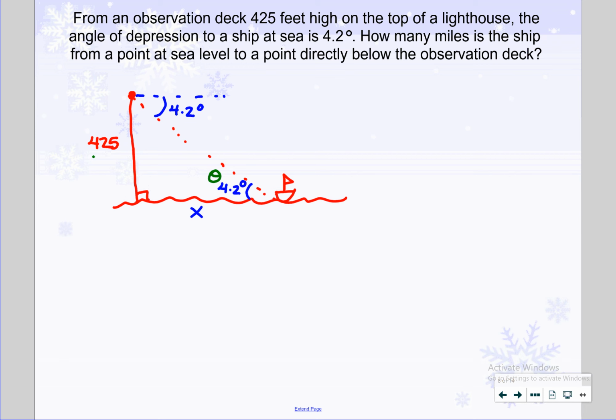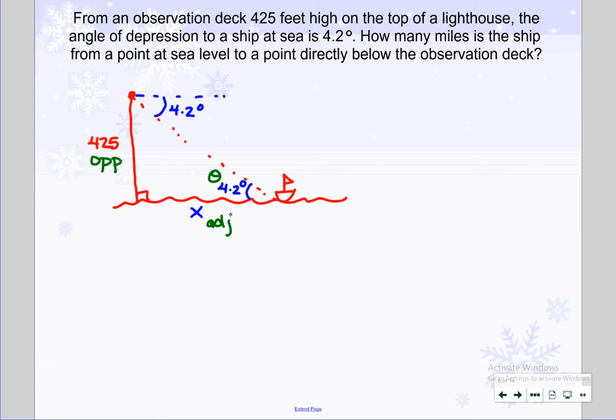It is opposite my theta. And then x we have to solve for. Is that opposite, adjacent, or hypotenuse? Adjacent. And then the other side's the hypotenuse, but we don't know it and we're not solving for it, so we don't even need to worry about it for this problem.